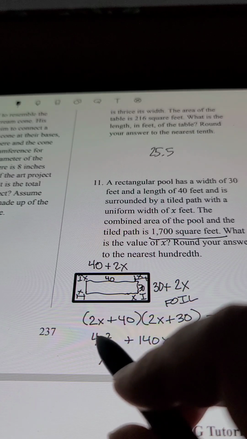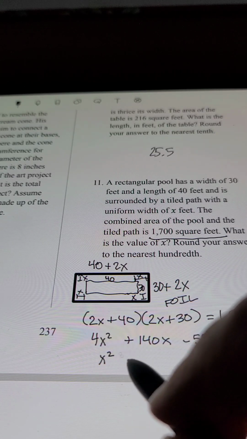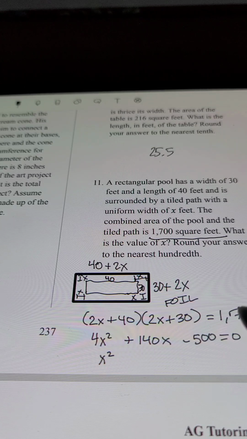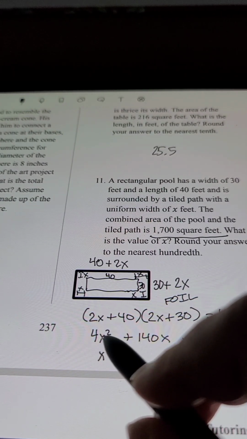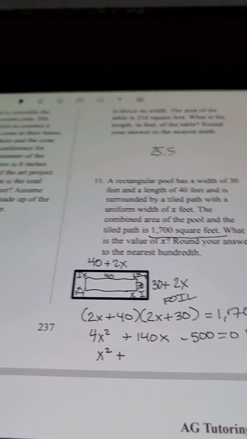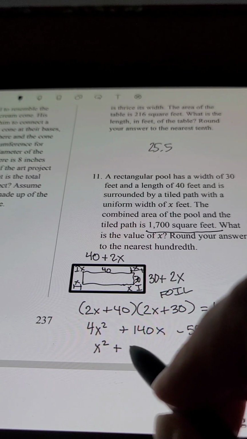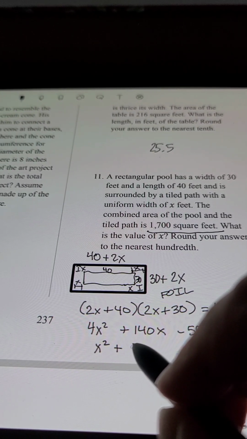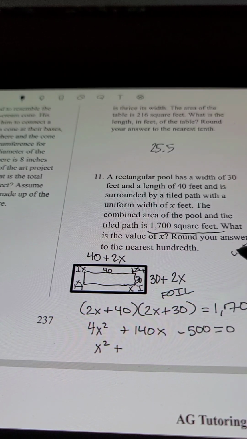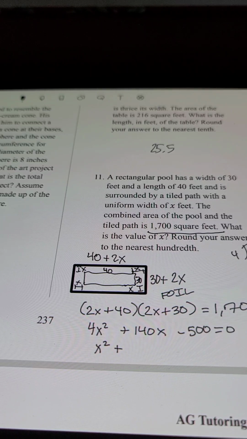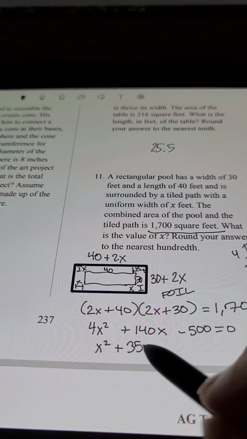Yeah. So 4x squared divided by 4 is x squared. As long as you divide the whole equation by it, it's fine. I couldn't just pick one term to divide by 4. I have to do every single thing. So now I have to do 140x divided by 4. So 140 divided by 4. I'm not even going to try doing that in my head because I know I'm going to mess up. 3, 12, 2, 0, 5. So that's going to be 35x.